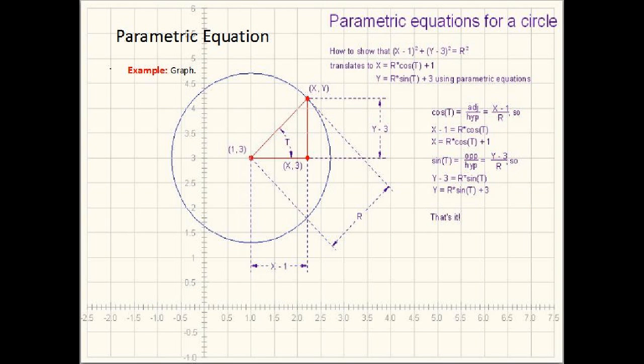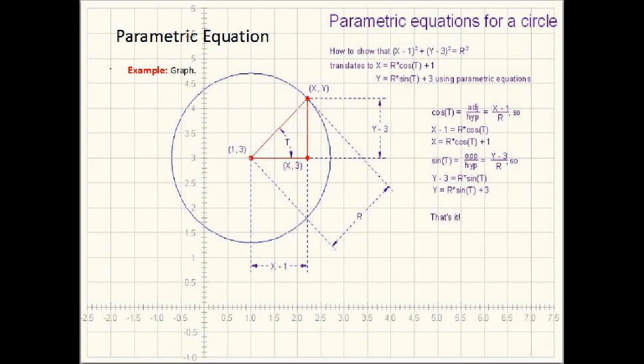Here's an example of how to find the parametric equation for a circle from the rectangular form of a circle. x minus 1 squared plus y minus 3 squared is equal to r squared. The center of the circle is (1, 3). And the point on the circle is (x, y).